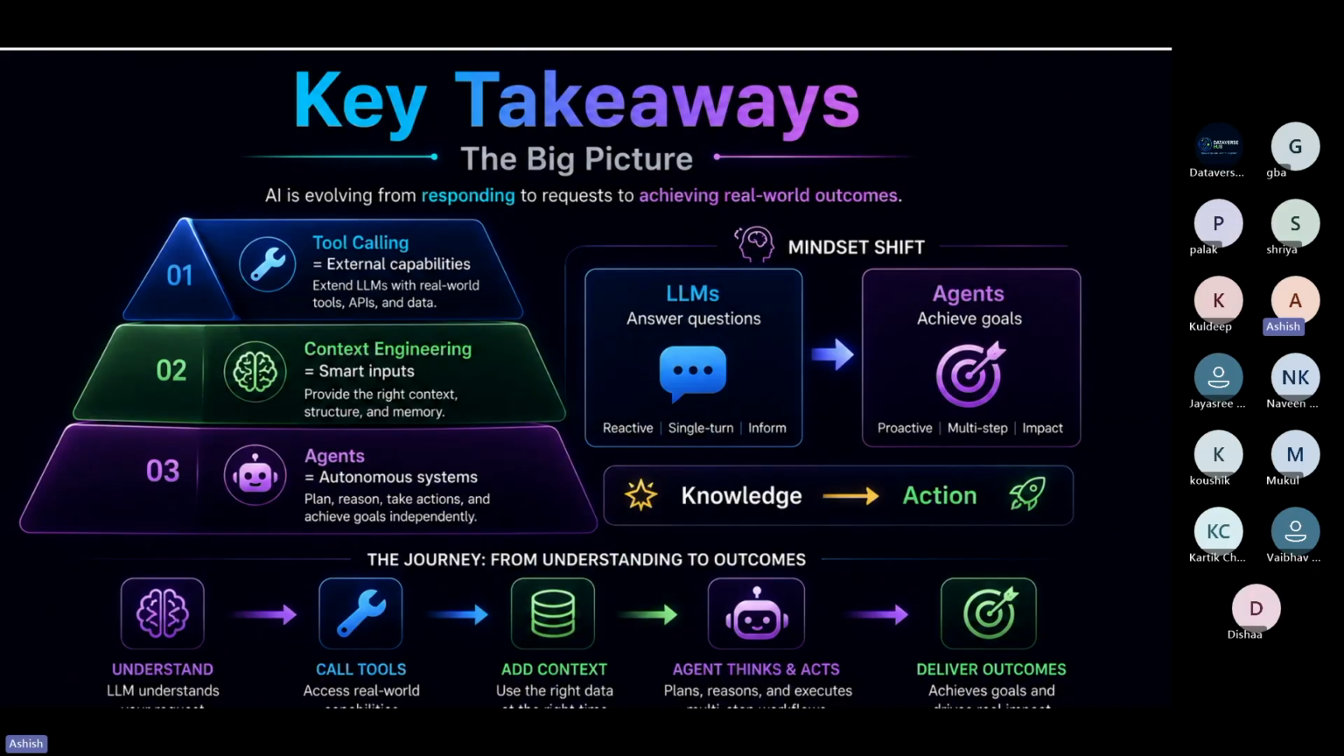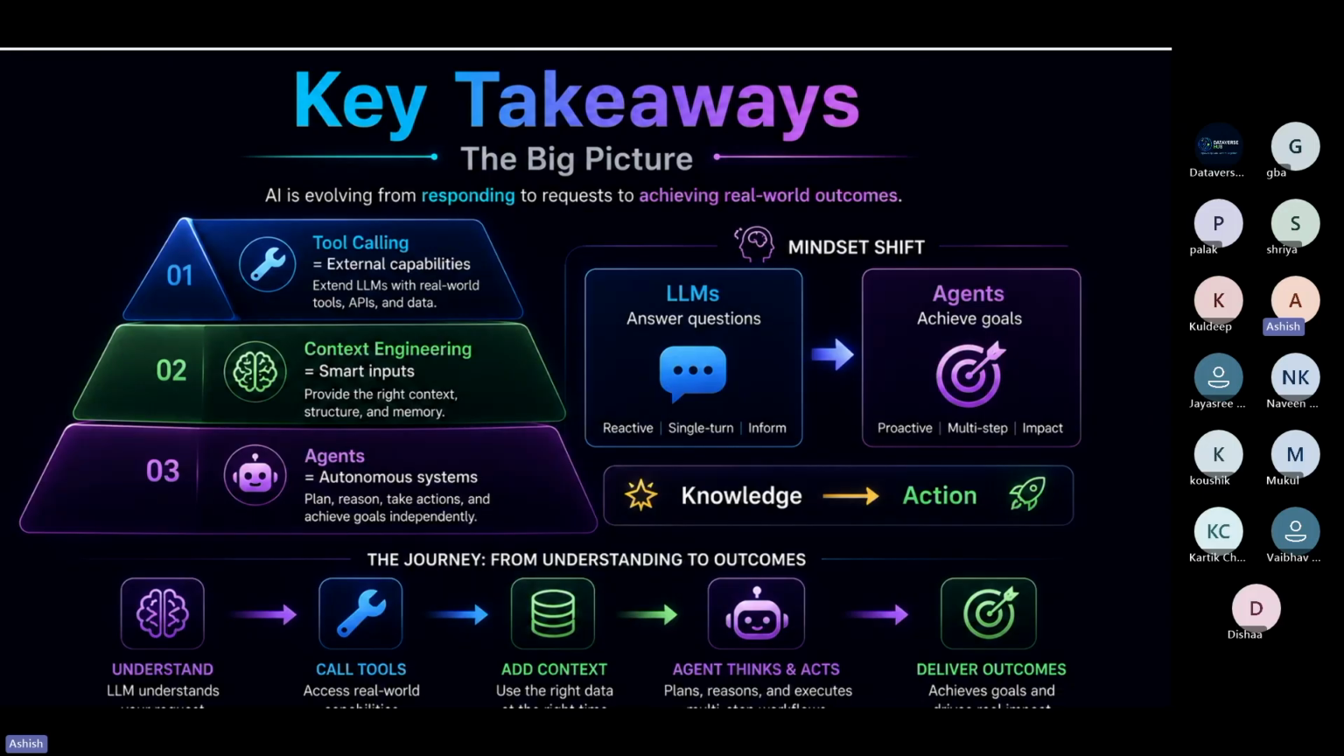So this is the key takeaway so far. AI is evolving from responding to requests to achieving real-time goals. We had tool calling, which is nothing but giving external capability to our LLM. Then we have context engineering, which is smart inputs. We are giving very smart, very qualitative inputs to the LLMs. There are different techniques, like RAG is one of them, agentic RAG, knowledge graph, etc.